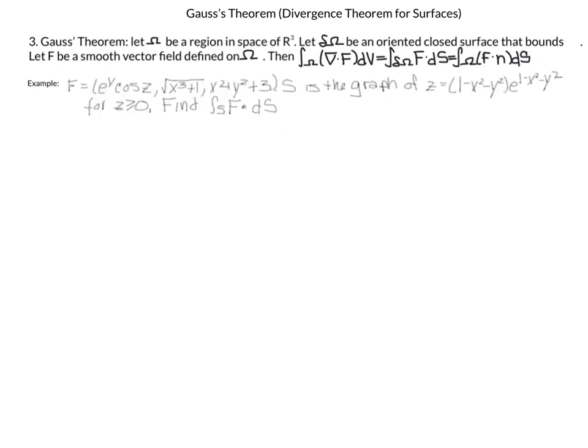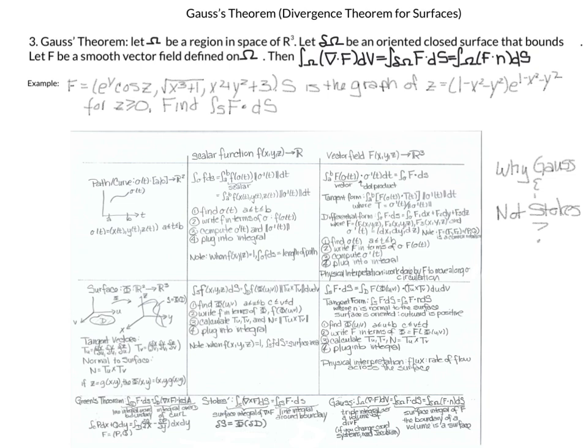Our next example has the vector field e to the y cosine z, square root of x cubed plus 1, and x squared plus y squared plus 3, where S is the graph of z equals 1 minus x squared minus y squared times e raised to the 1 minus x squared minus y squared. The problem then is to find the flux of F over this surface. Since this is a video about Gauss, you might guess that we're going to use Gauss. But I just want to ask, why not Stokes? Because this is a question you will need to answer on your exams.